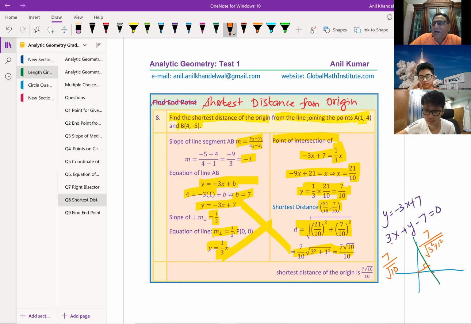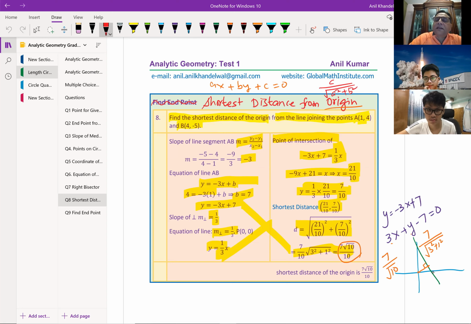Now, whenever you have a square root in the denominator, we need to rationalize. And therefore, this is written as 7 square root 10 over 10. Do you see this particular formula? If you have an equation ax plus by plus c equals 0, the shortest distance from the origin will be what? It will be the value of c over the square root of a square plus b square. That is the shortest distance.